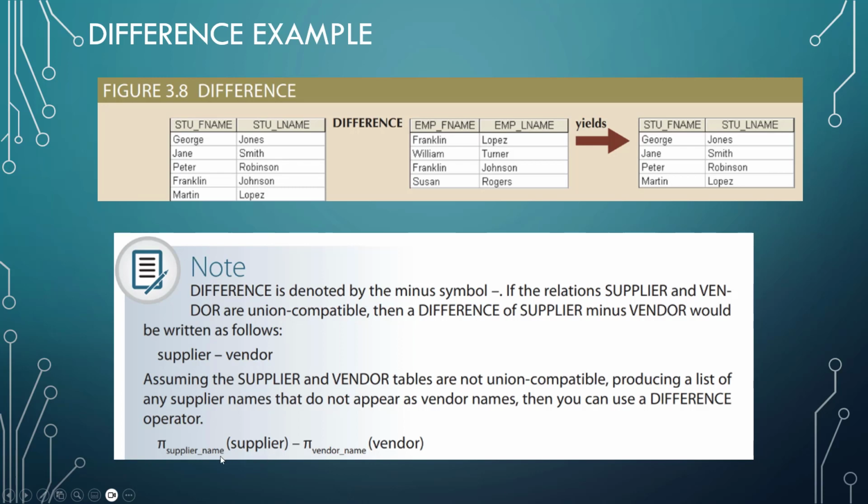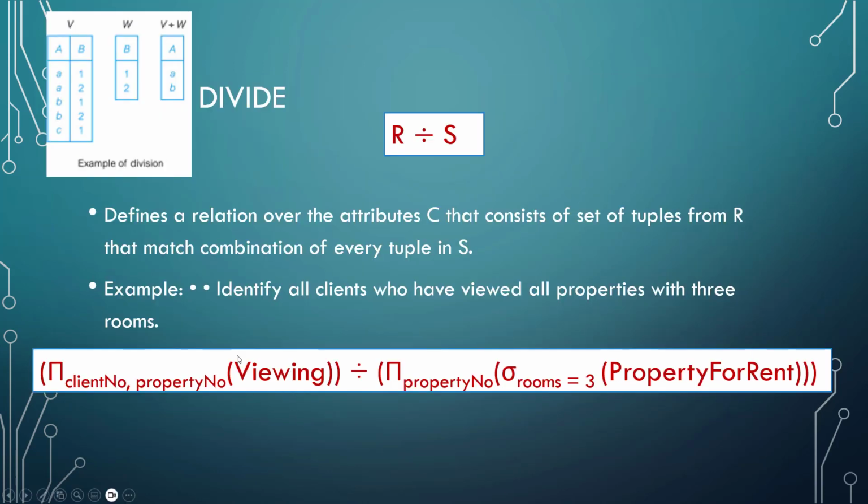If the tables you have are not union compatible, you can pick out just what you need using the projection. This results in a relation. Okay, it's a relation with 1 column. And this is a relation with 1 column, and you're taking the difference of those 2 relations. Now they're union compatible.